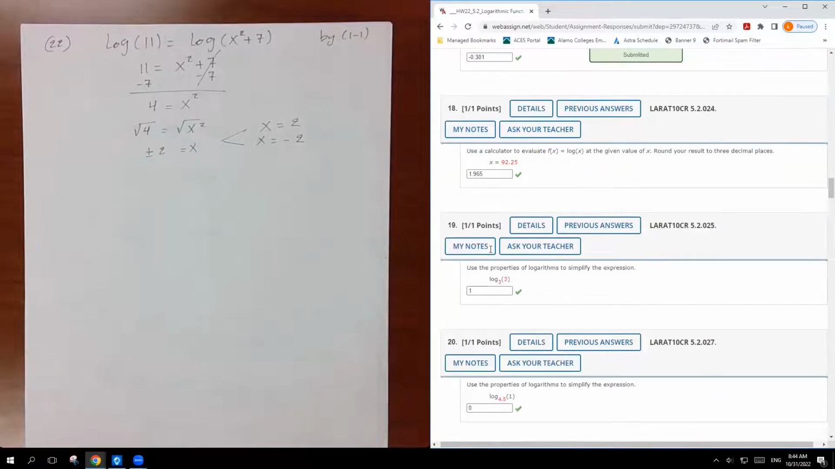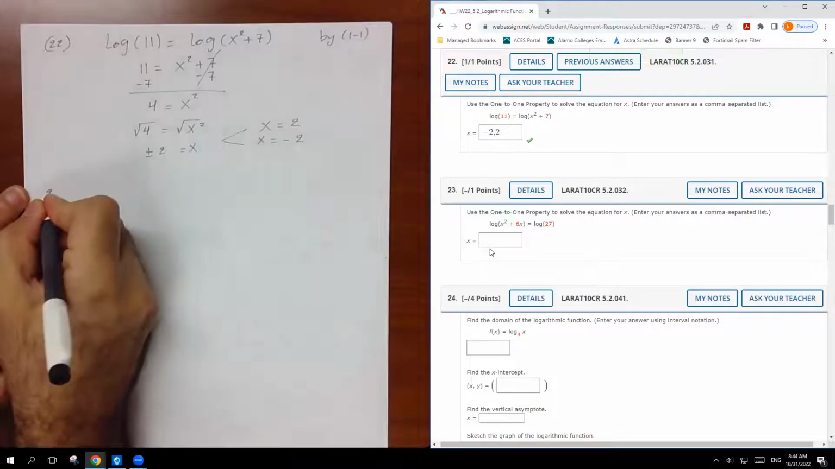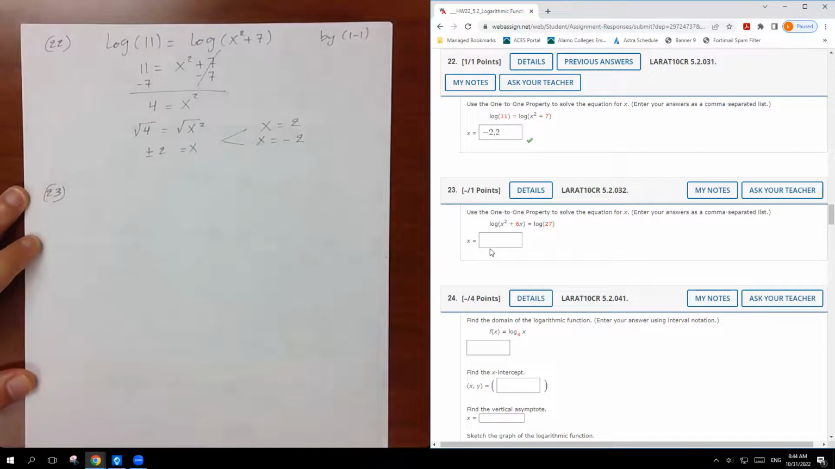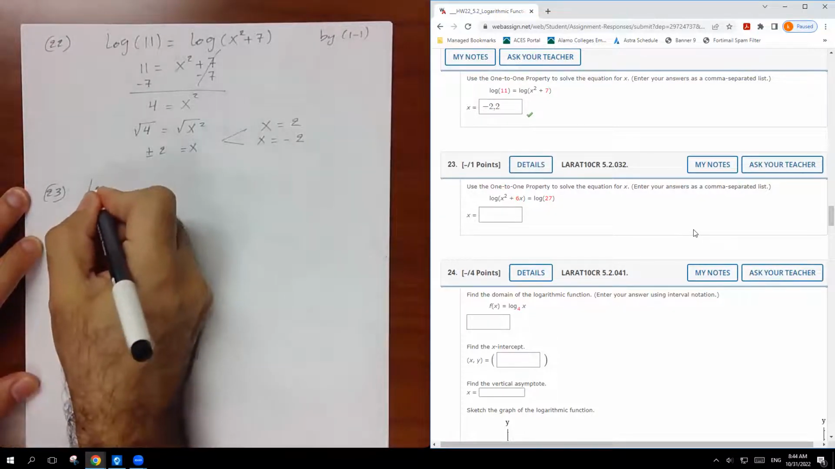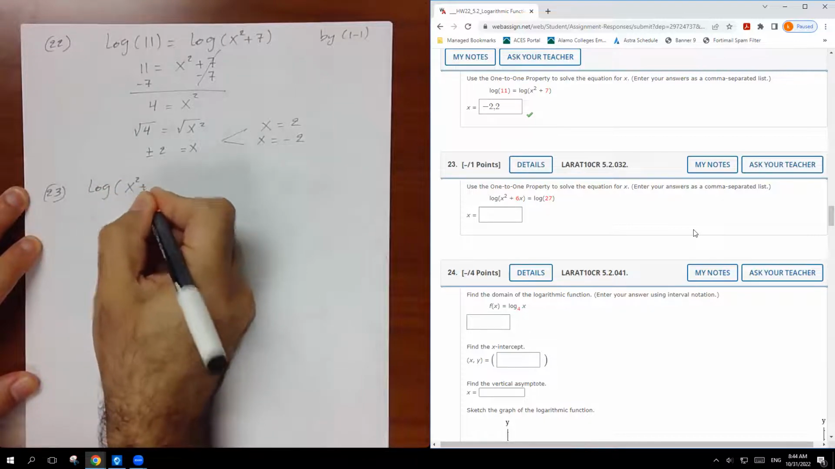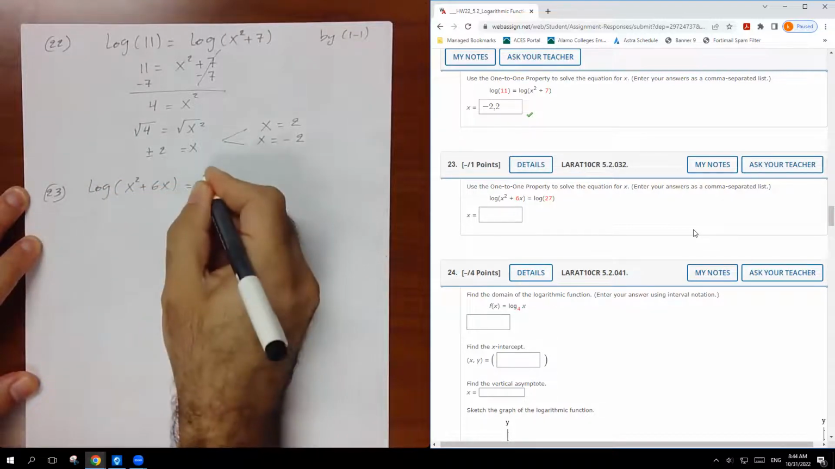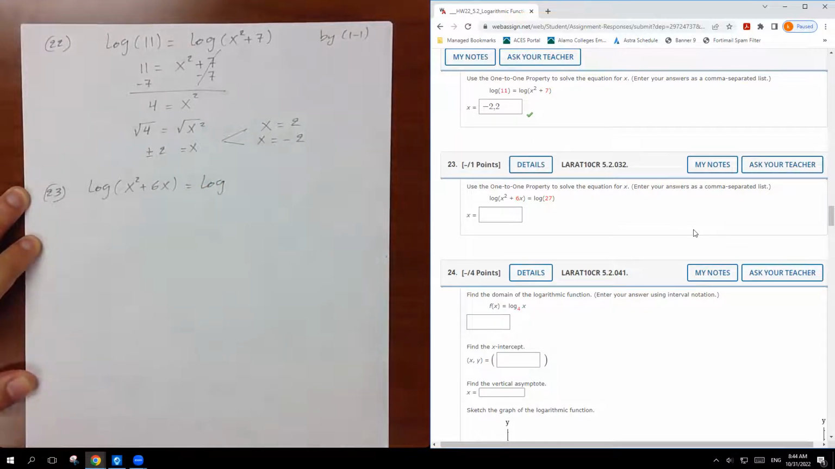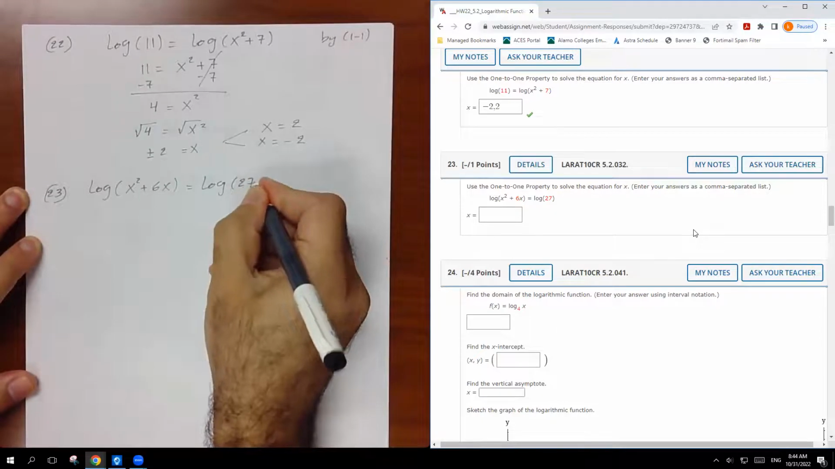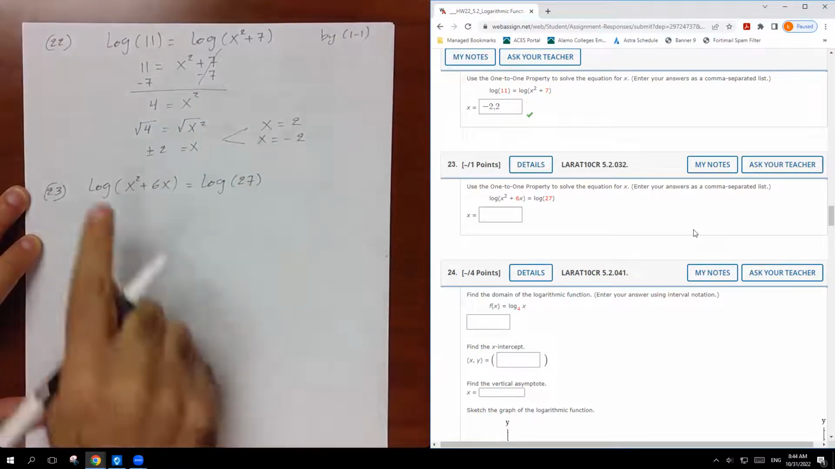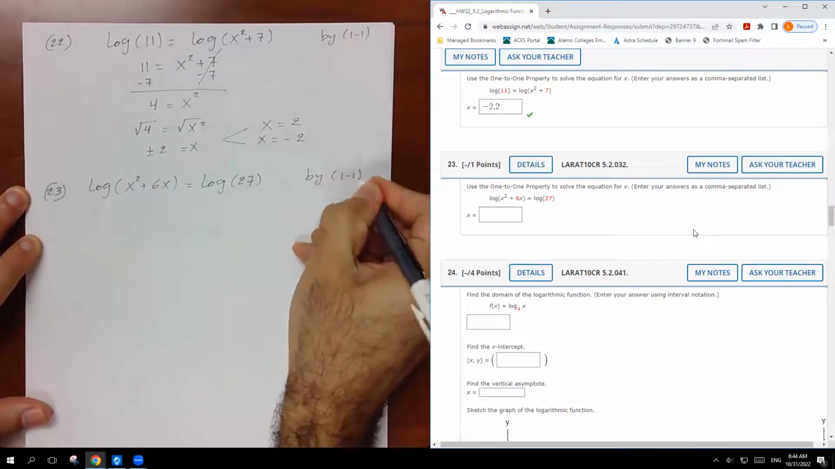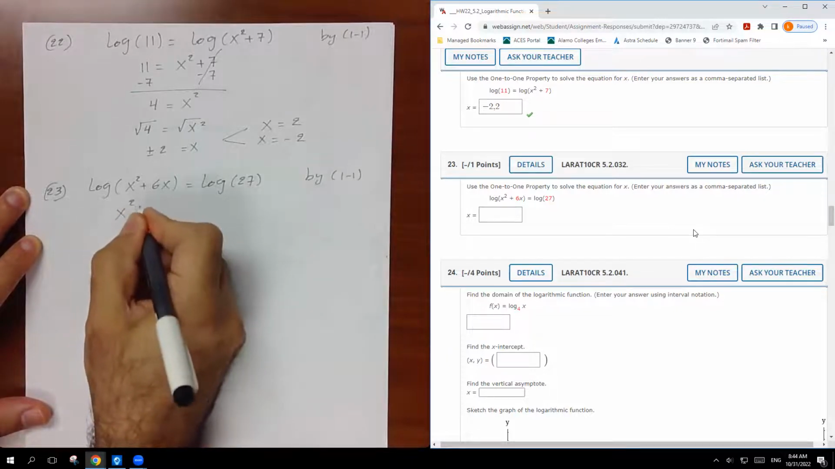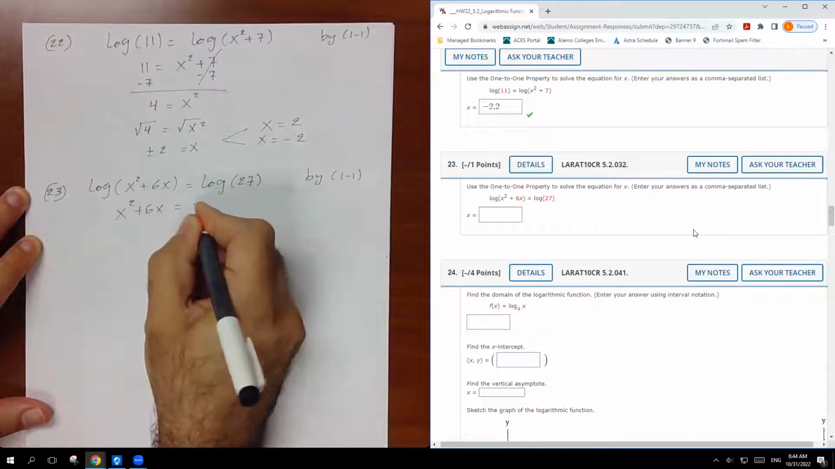For example 23 is going to be the same thing. It's telling you to use the one-to-one property to find the solution. So log to the base 2 of x squared plus 6x equals log to the base 2 of 27. Log of x equals log of y, so by using the one-to-one property, x squared plus 6x is going to be equal to 27.